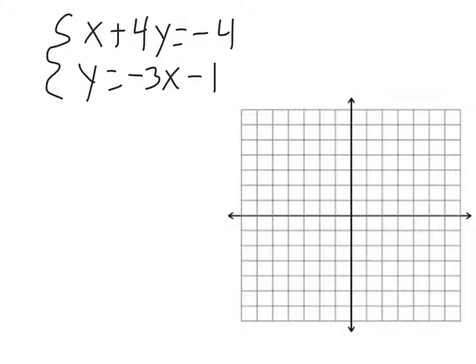Alright, so next we have two equations again, but notice the first one is not in slope-intercept form. So to be able to do this by graphing, we need to change it into slope-intercept form. So let's rewrite it. So we have x plus 4y equals negative 4.